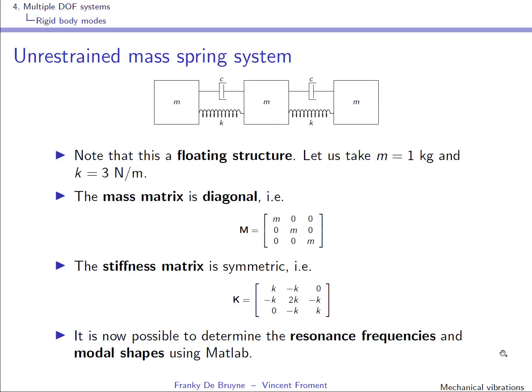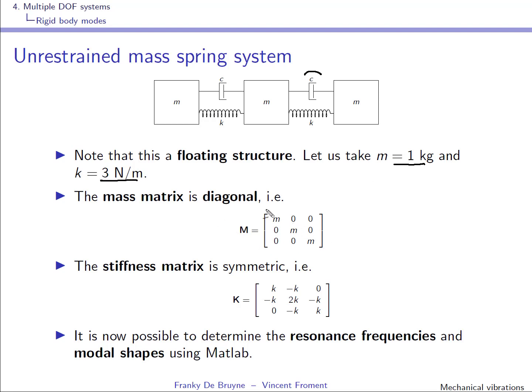Well, let's take an example to illustrate that. So here we have an unrestrained mass spring system. You see that all masses are free to move and they are not attached to some kind of support. We are going to use 3 masses that are identical, and the interconnecting springs and dampers are also equal. The value of the damper is not so important because we are going to do a modal analysis. We have values for M and for K.